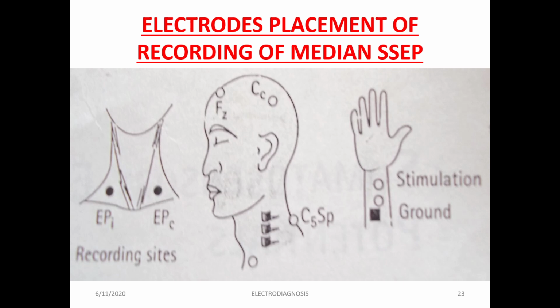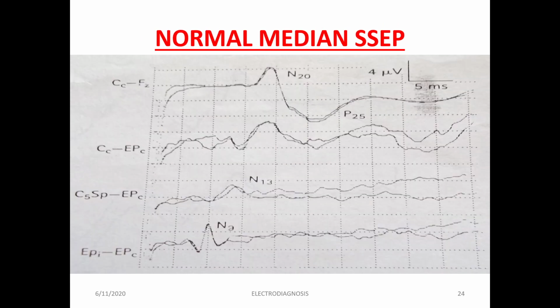Now, this type of montages will be there. What will be the latency between the cerebral cortex and frontal zero? What will be between the cerebral cortex and the contralateral Erb's point? What will be between the C5 spinous process and the contralateral Erb's point? And what will be between the ipsilateral and contralateral Erb's point? So this type of graphs will be seen. N means negative, P means positive.